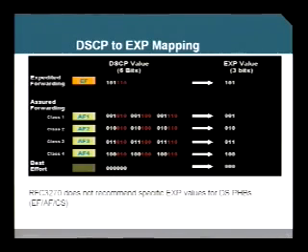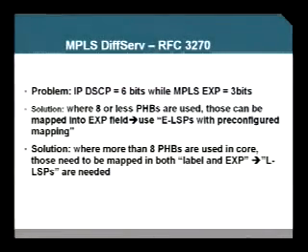Yes. So the question is, this is the problem. IP DSCP had 6 bits, and just because I brought in an MPLS label, which has only 3 bits, I lost a lot of granularity from here. Is there any way we can overcome this? There are 2 solutions. One is, well, do you need more than 8 in the core? If the answer is no, live with it.